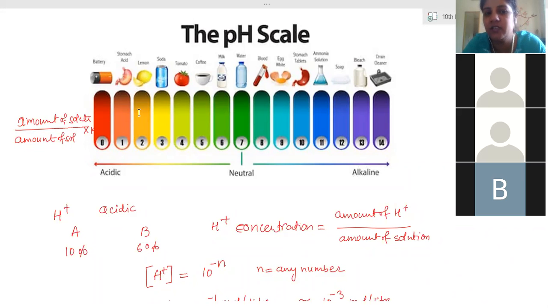Then soda has the pH value 3. So it is also acid, mild acid. It is not weaker acid, it is mild acid. Tomato, coffee, milk will come under the acidic portions. So tomato has more strength of acid than the coffee, and coffee has more acidic properties than the milk.